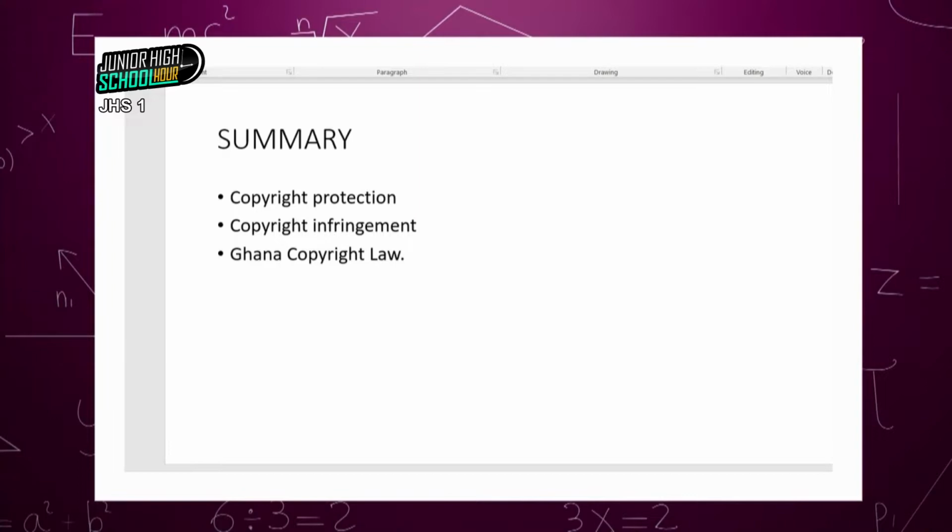Now, we also spoke about copyright infringement. That is when you break the copyright law. When you pick someone's product which is copyrighted, then you sell it, you use it, or you redistribute it without the permission of the owner, definitely you are breaking the law.